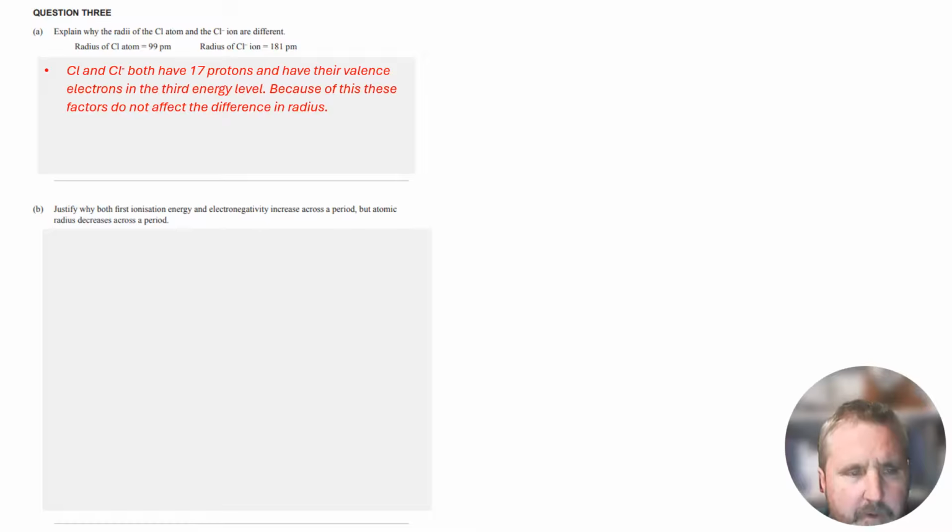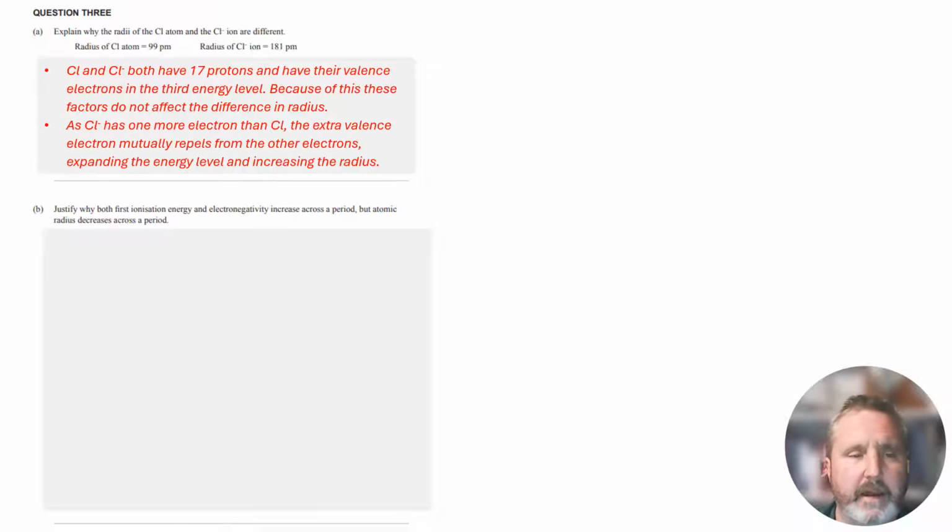But what is important is you're adding an extra electron to the third level. And when you put the electron in, they just want to push apart from each other, or mutually repel. And when they do that, they expand and the radius gets larger. So what we're looking for is mutual repulsion or mutually repels, and therefore they expand, increasing the radius. Now this is achieved in merit. I would make sure that I put down what was not important and just get that out of the way first, and then explain what is important.